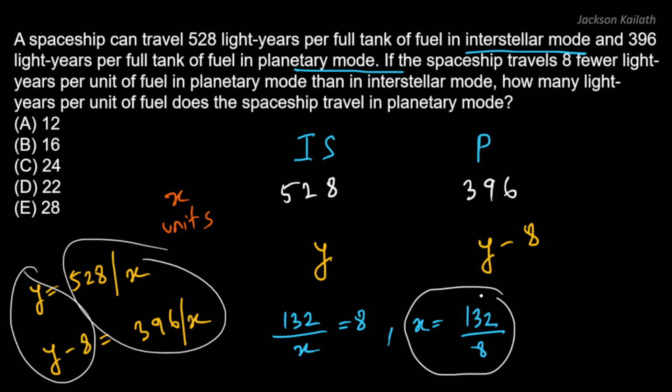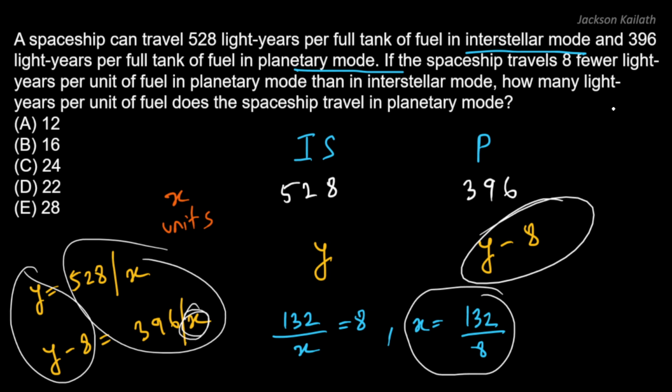So this is X. Now, remember, you don't need to go ahead and actually solve this. If you want to keep it as it is, you can do that as well, because we are asked to find only Y minus 8. Y minus 8 is equal to 396 by X. So instead of this X, let's substitute 132 by 8.